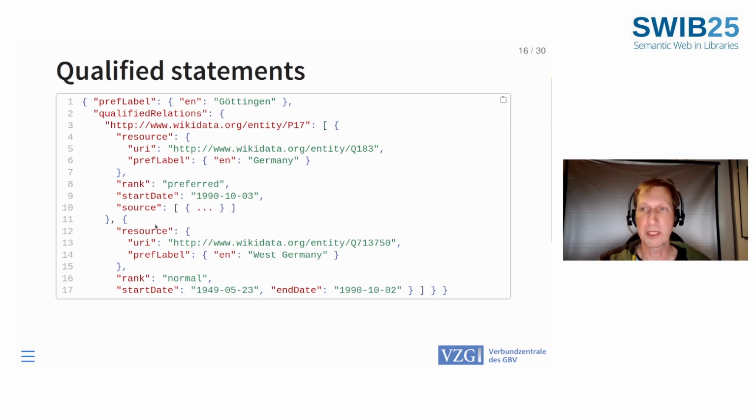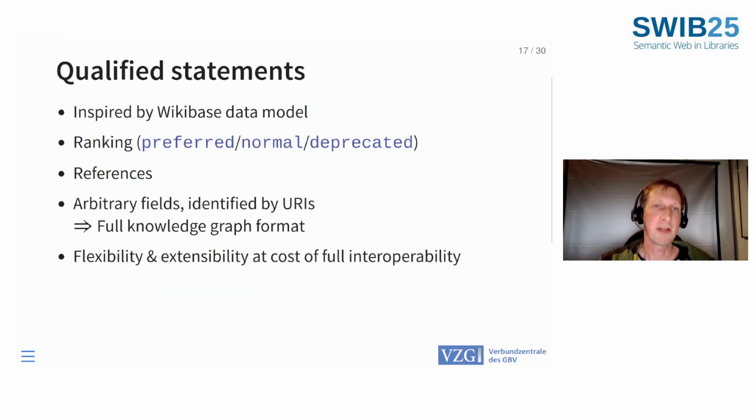important part of the Wikibase data model, and it came from request by users, and so we ended up with similar result. Or well, I knew the Wikibase data model before, so it was an obvious choice to do it in a similar way. Yeah, so these qualified statements are inspired by the Wikibase data model with rankings, references, and arbitrary fields identified by URIs. So in the end, JSKOS format now is a full knowledge graph format.